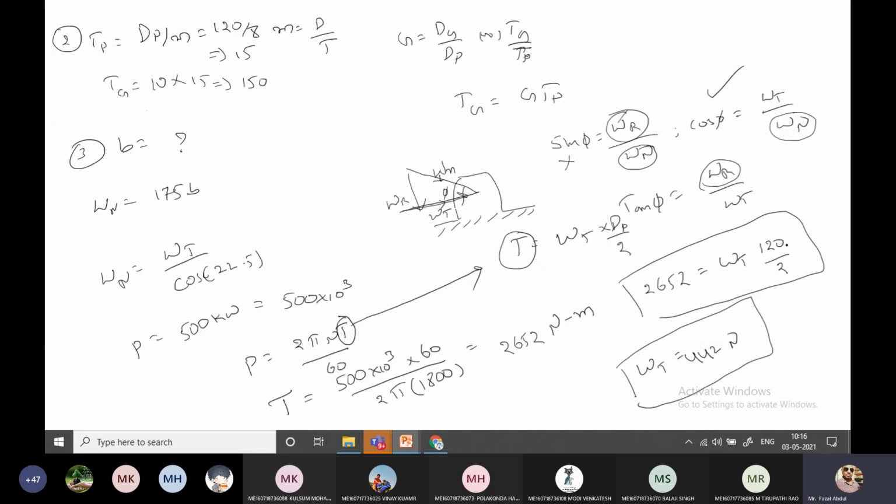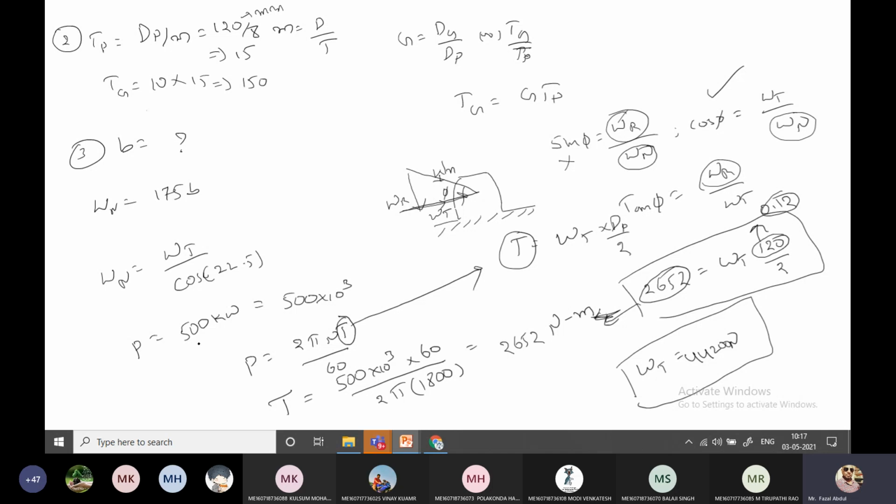44.2. It means this dp value is in terms of mm, so before applying it in this equation, convert mm into meters, that is 0.12. Now tell me the answer: 44,200. Remember, I am converting because the torque is in terms of Newton meters, so dp also I am taking in meters. So finally we get the Wt value this much.